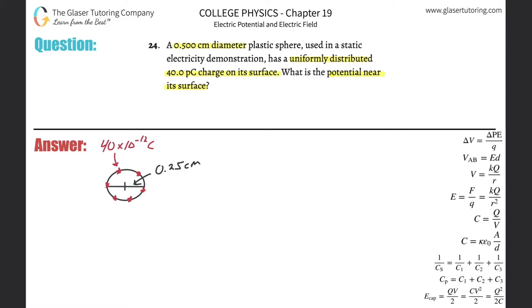So first, bear with me here. Pretend that I have a point charge, an exact point charge. And right here, this point charge will have a charge value of 40 times 10 to the minus 12 coulombs. And now I'm going to tell you that about 0.25 centimeters away, I want you to calculate the voltage right here. The voltage is going to equal some value.